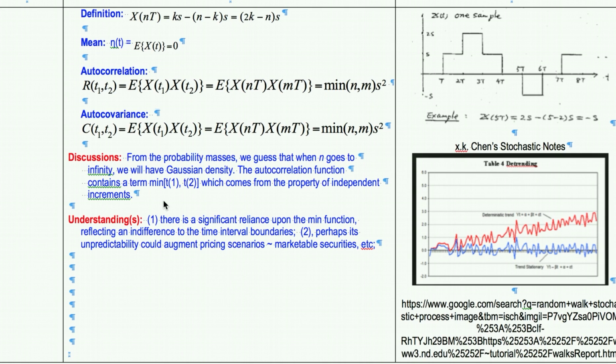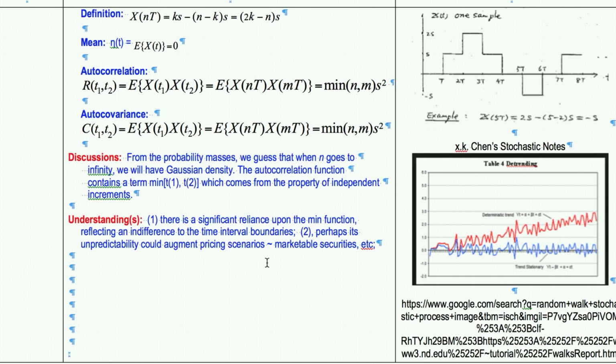Random walk is a very popular approach. While there's a significant reliance on the min function, that's to be expected. It's just a summarization of some of the terms in the equation, reflecting an indifference to the time interval boundaries. Perhaps unpredictability could augment pricing scenarios. I've always heard of the random walk, but there's also something called Black-Scholes, which may be more prevalent now.